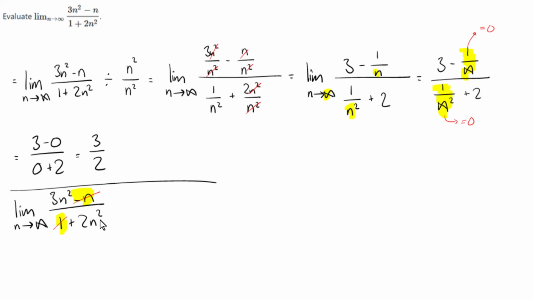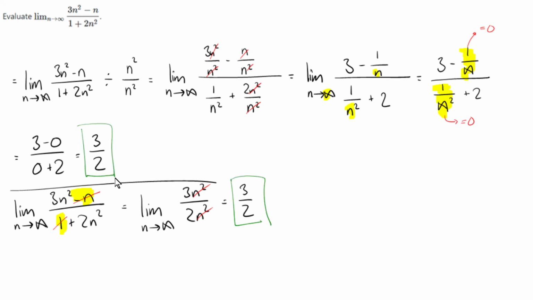So if we do this, we can now rewrite this with the remaining terms, which are going to be 3n squared over 2n squared. And now we can see that the n squared factors just cancel each other out, which means that we're just left with 3 over 2. Obviously the same limit that we got using our first method.